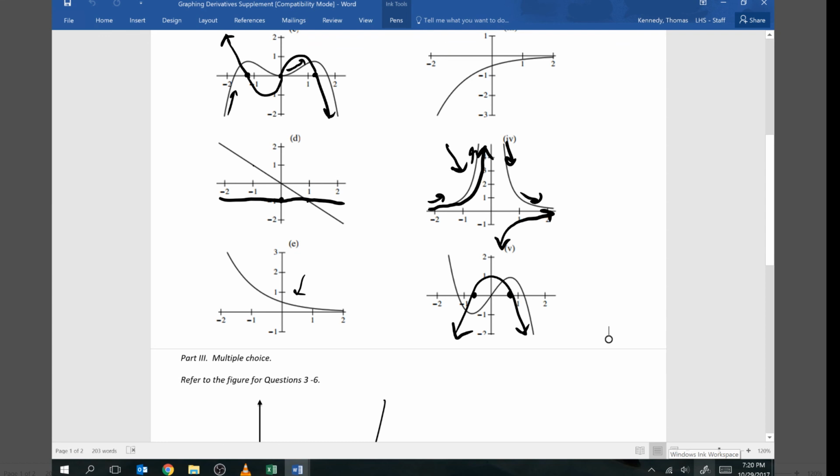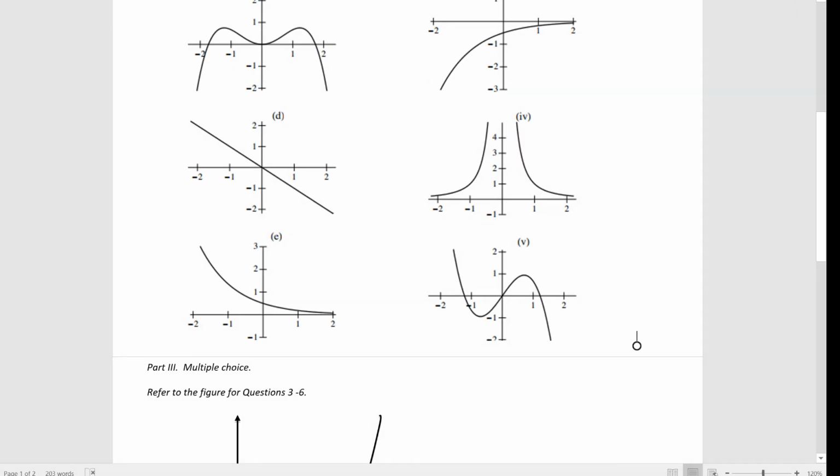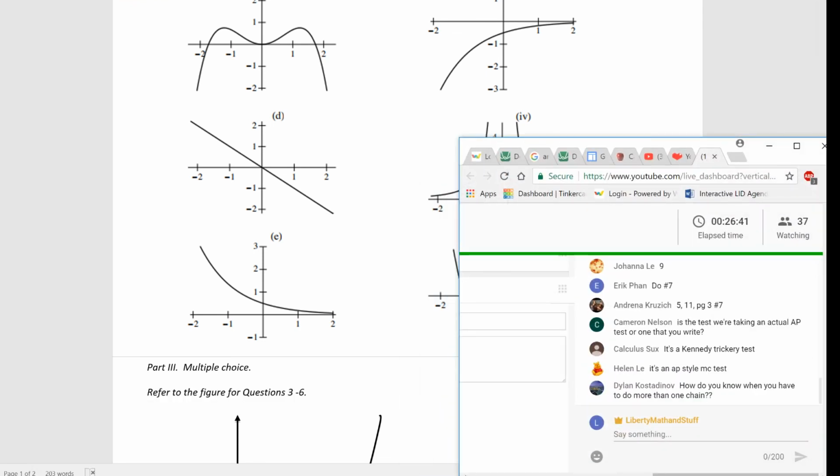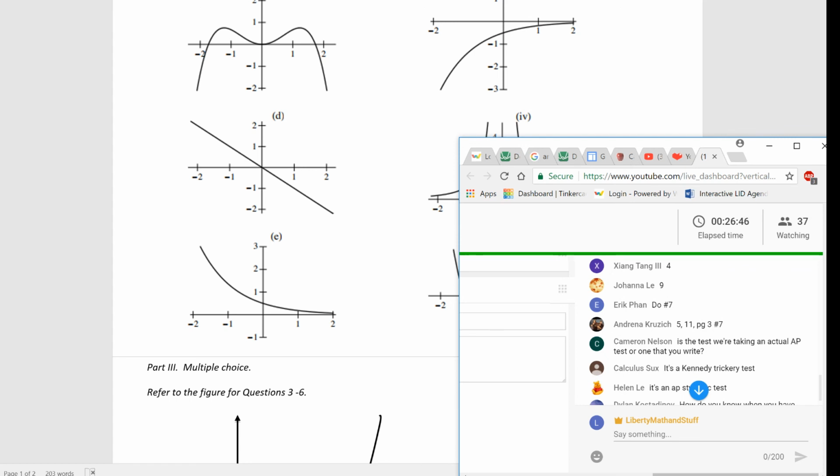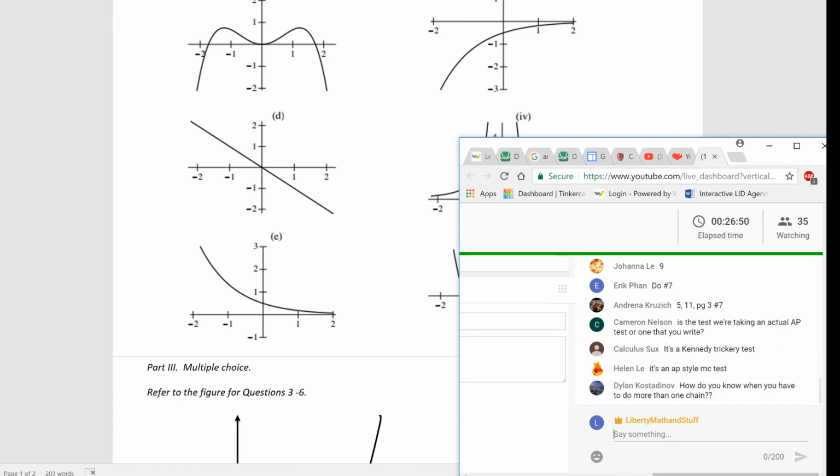Let's see if that answered any questions. It's a Kennedy trickery test. Yeah, it's a little bit tricky. I mean, it's an AP test. Is the test we're taking an actual AP test or one that you write? I wrote it, so it's not an actual AP test. The AP test is not on just 2 chapters of our book, unfortunately.